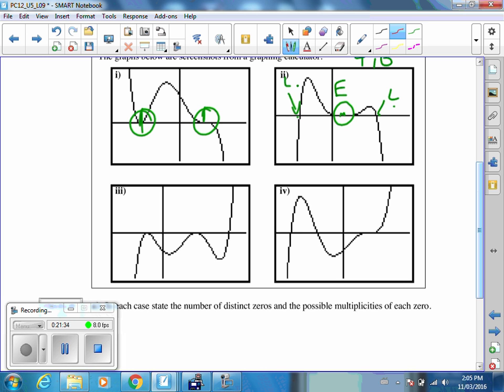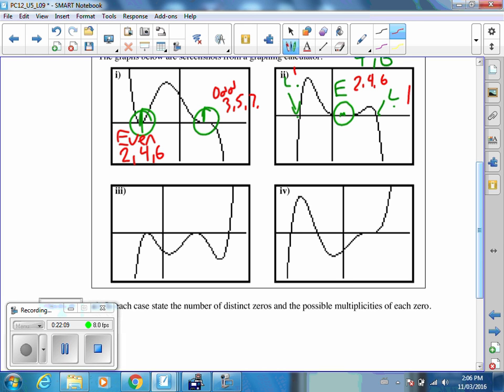Anyway, I'm not going to write these things down here. I'm just going to write it right up here. This is an even degree, so it could be multiplicity 2, 4, 6, etc. And this is an odd degree, so it could be 3, 5, 7, etc. It couldn't be degree 1, because degree 1 just passes straight through. It doesn't stop and hang out like this one does. So this must be degree 1, this must be degree 1, this could be 2, 4, 6, etc.